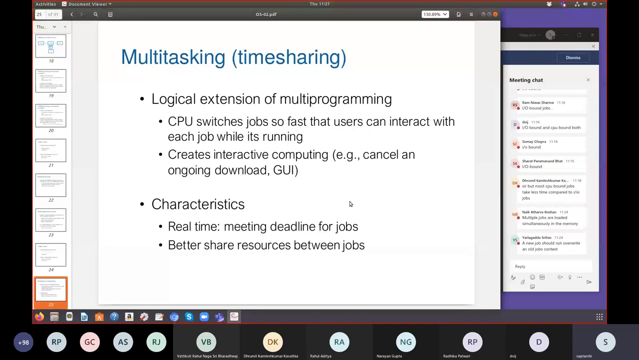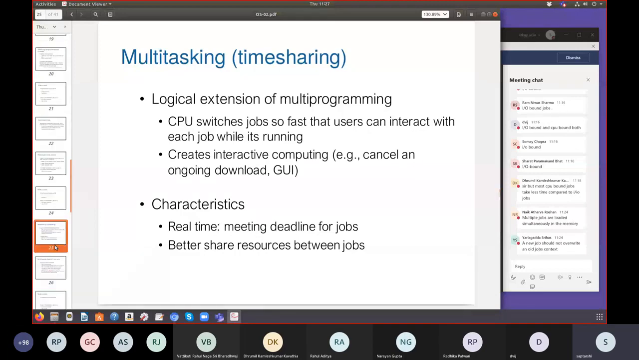Now let me ask one critical question, which I want all of you to understand. With respect to the switching of jobs, what is the primary difference between multiprogramming, which we discussed earlier, and multitasking, which we are discussing now?